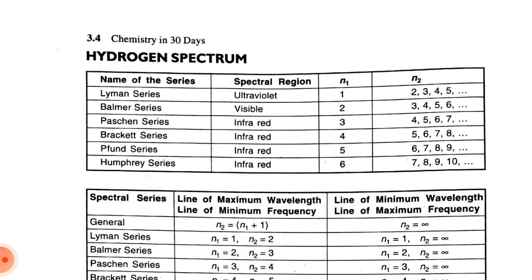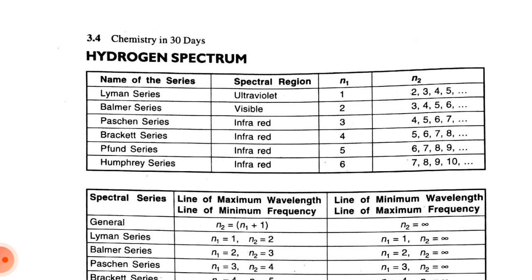Hydrogen spectrum. Name of the series, spectral region, n1, n2. Lyman series: ultraviolet region, n1 is 1, n2 is 2, 3, 4, 5. Balmer series: visible region, n1 is 2, n2 is 3, 4, 5, 6. Paschen series: infrared region, n1 is 3, n2 is 4, 5, 6, 7.